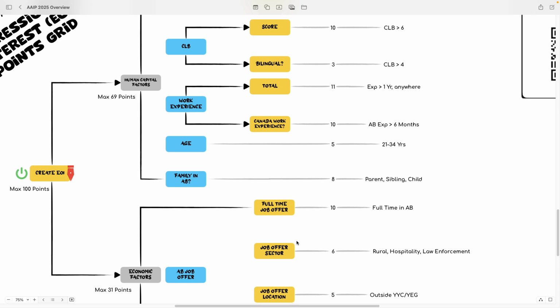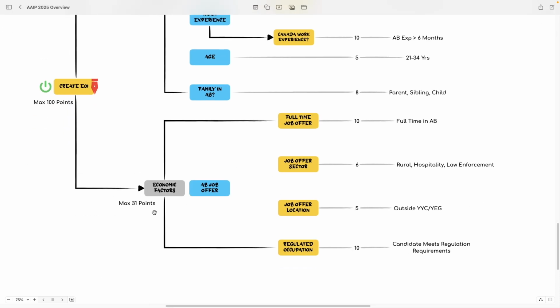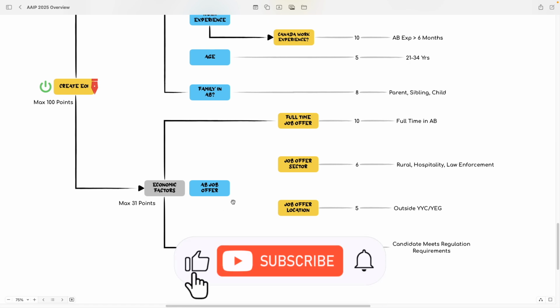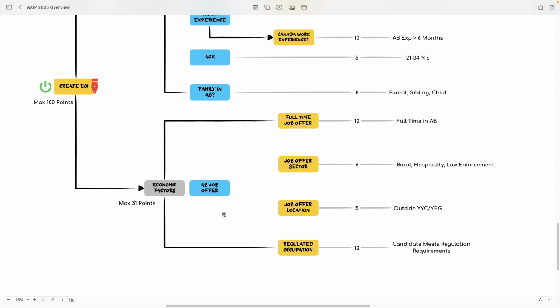Okay. Speaking of job offer, let's look into the next set of factors called economic factors, which is mostly driven by your job offer. All factors are driven by the job offer that you will present to AAIP. Understand this, job offer has now more or less become mandatory for all PNP applications. It will be very difficult to get a PNP through without a job offer.